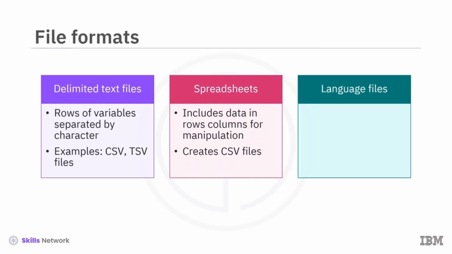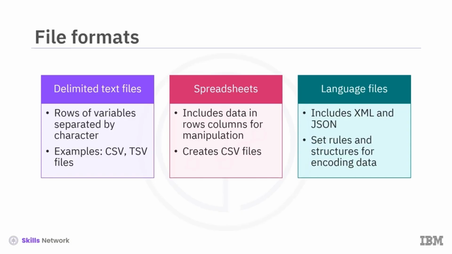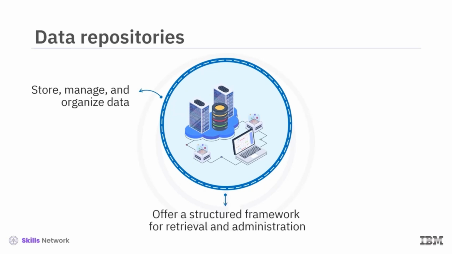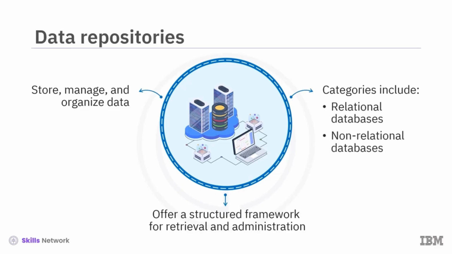Language files. Language files like Extensible Markup Language, XML, and JavaScript Object Notation, JSON, have set rules and structures for encoding data to send over the internet. After collecting your data, where's the best place to store it? Data repositories actively store, manage, and organize data in a centralized manner, offering a structured framework for efficient retrieval and administration. Two major categories of data repositories are relational databases and non-relational databases.